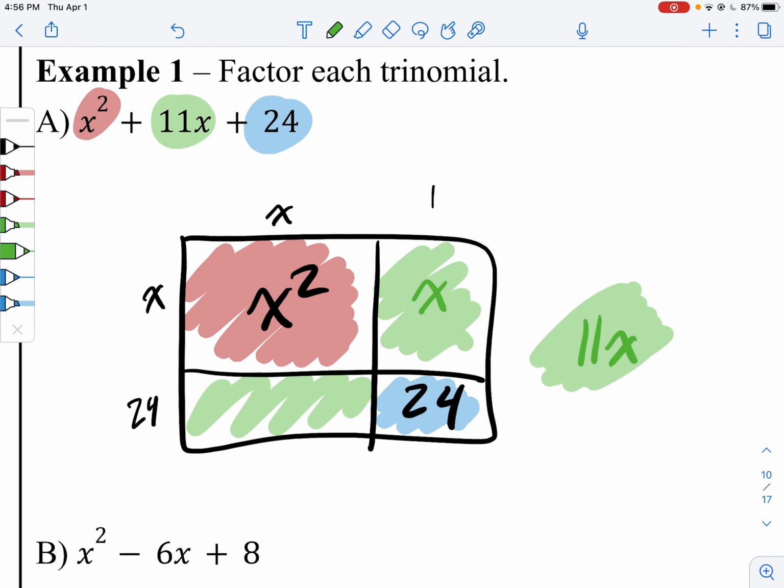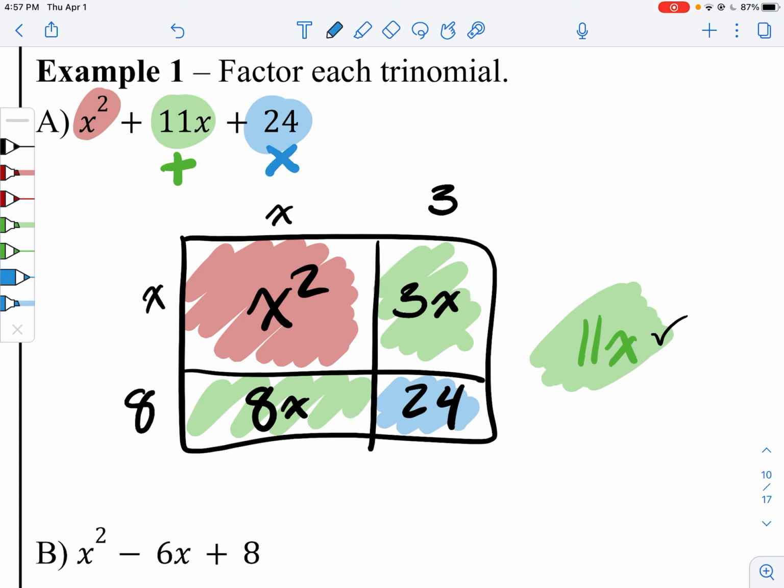Instead, the option that we would want is 3 and 8. Because that means in our tall green box, we would get a 3x, and in our wide green box, we'd get an 8x. And 3x plus 8x is 11x. So that works. Did it add up to get 11x? It did. Did it multiply to get 24? It did. And that's going to be our key idea right here.